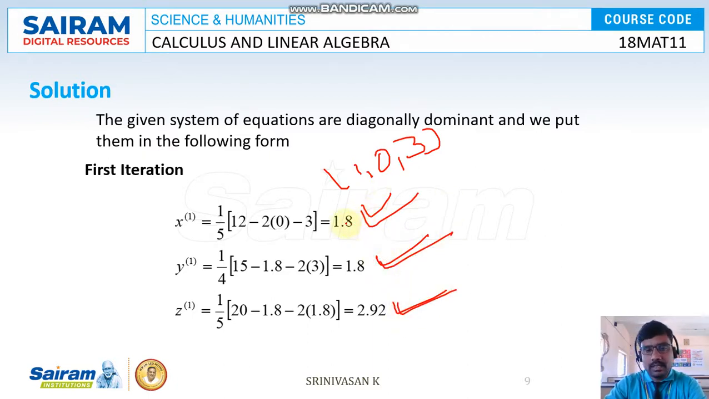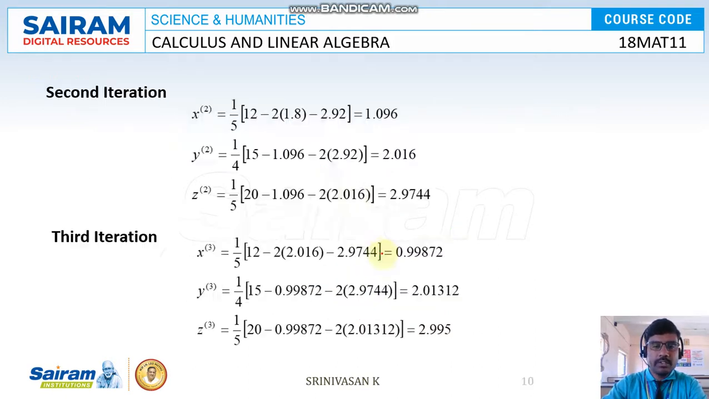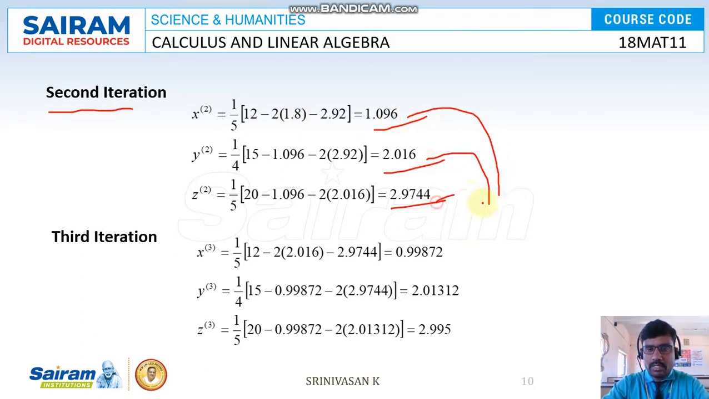Next, the second iteration, we have to substitute x equal to this value, y equal to this value, and z equal to this value. I will explain in the next video how to use the calculator in a simple way. If you substitute, we get x2, y2, z2. The meaning is second iteration, x power 2. After that, we substitute the x2, y2, z2 values here. Then compare the solutions: x and x, y and y, z and z.